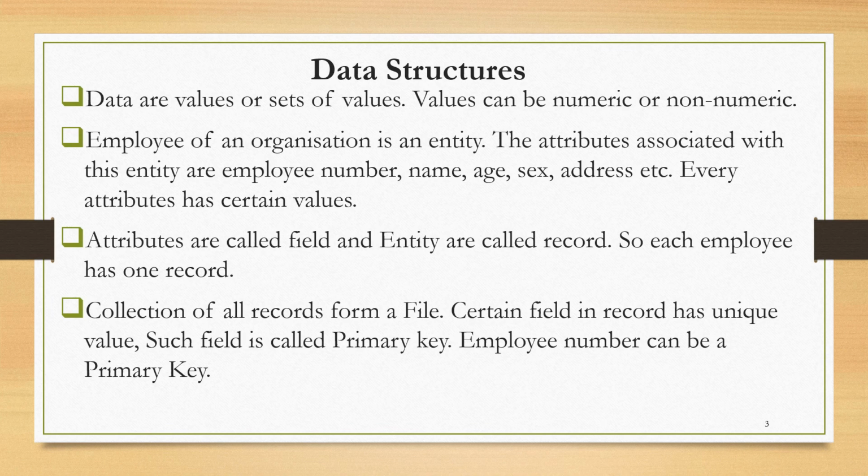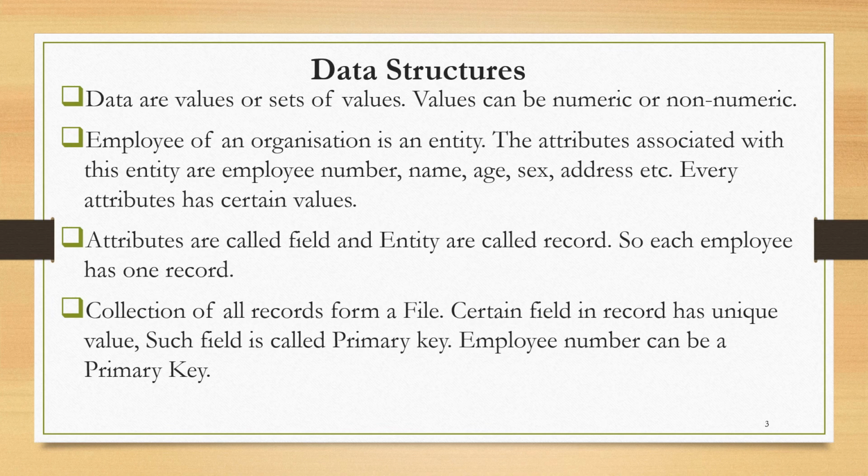Collection of all records forms a file. A certain field in the records has a unique value. Such a field is called a primary key. Employee number can be a primary key. So this is an example of data. Here employee data are recorded in a file, and in the file each record is an employee of the company.